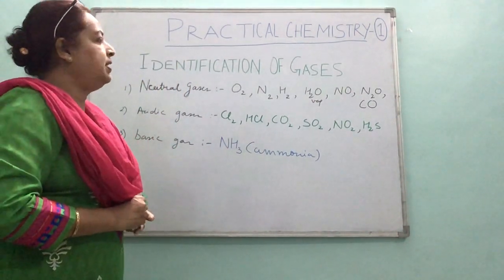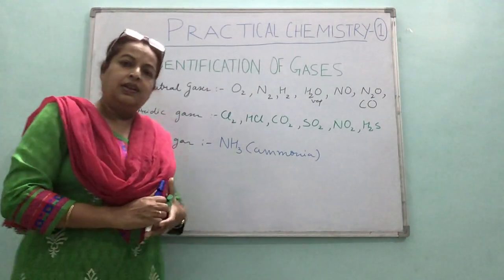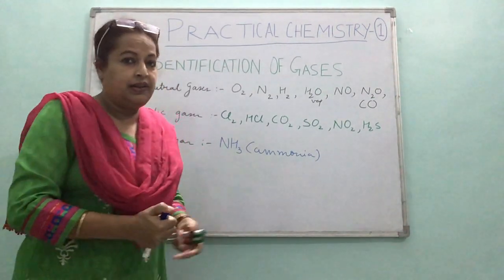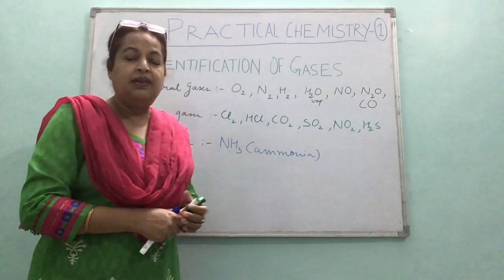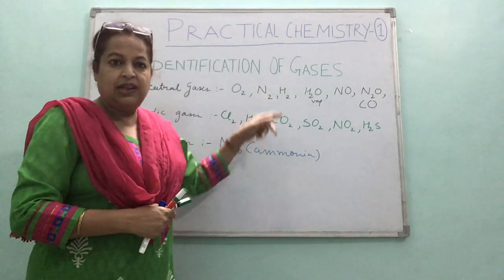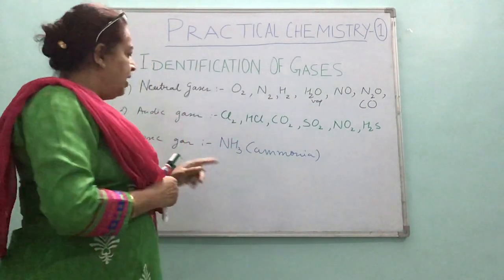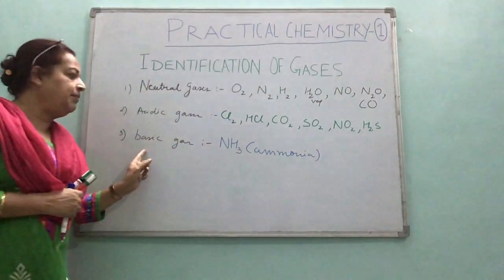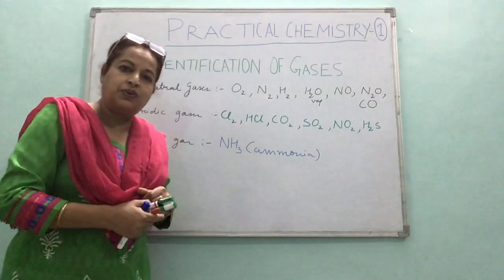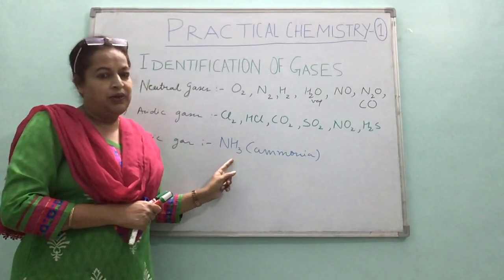So if you have a list there, it would be easier for many questions. They ask you, name a neutral gas which is formed in the atmosphere, like that. So if you have an idea about the names of neutral gases, acidic gases, basic gas, you will be able to answer it. And whenever the question is, name the basic gas which reacts with so and so, you know there's only one basic gas which you have to remember, ammonia.